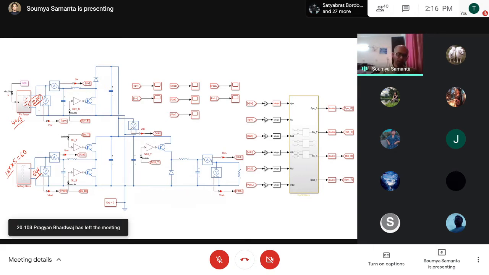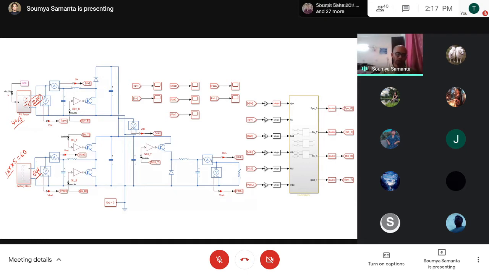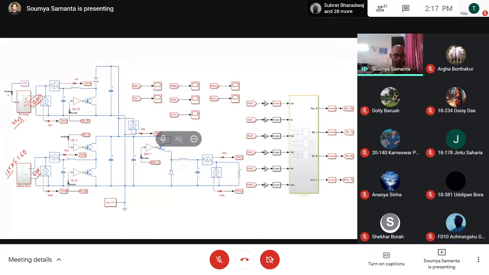So now you can see this is 120 volt DC, which we are getting at the output of the PV panel. We are getting an output of 64 volt at the output of the battery. 5 batteries we have connected. You can see this is 1, 2, 3, 4, 5.